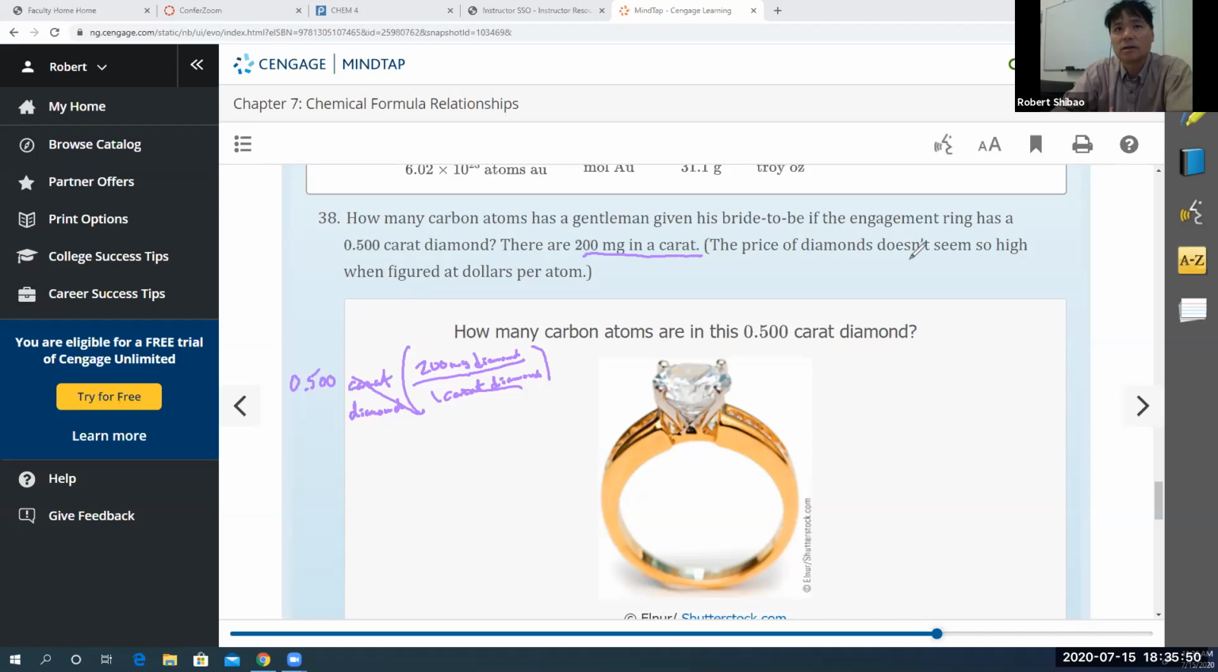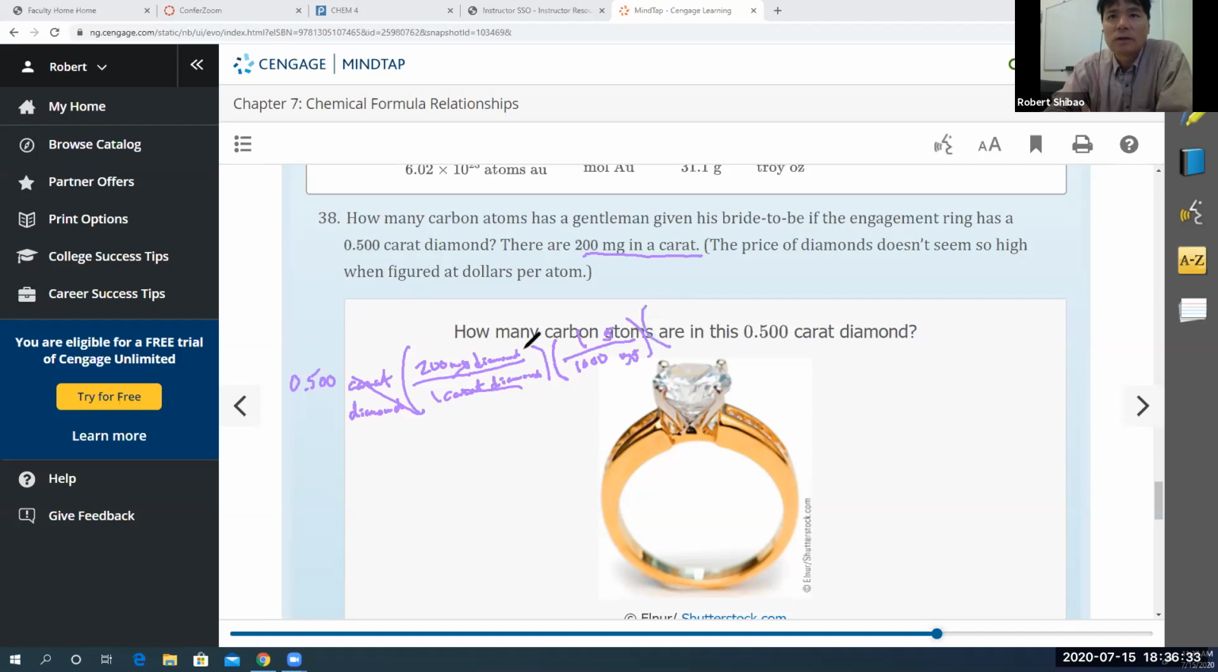The price of diamonds doesn't seem so high when figured at dollars per atom. So how many carbon atoms are in this 0.500 carat diamond? We could figure out how many carbon-12 atoms there are, or whatever we want. What we'll do is go from milligrams of diamond. In this case, we'll just go from milligrams to grams. There are 1,000 milligrams per 1 gram. This is valid for anything. And so now we have grams of diamond.